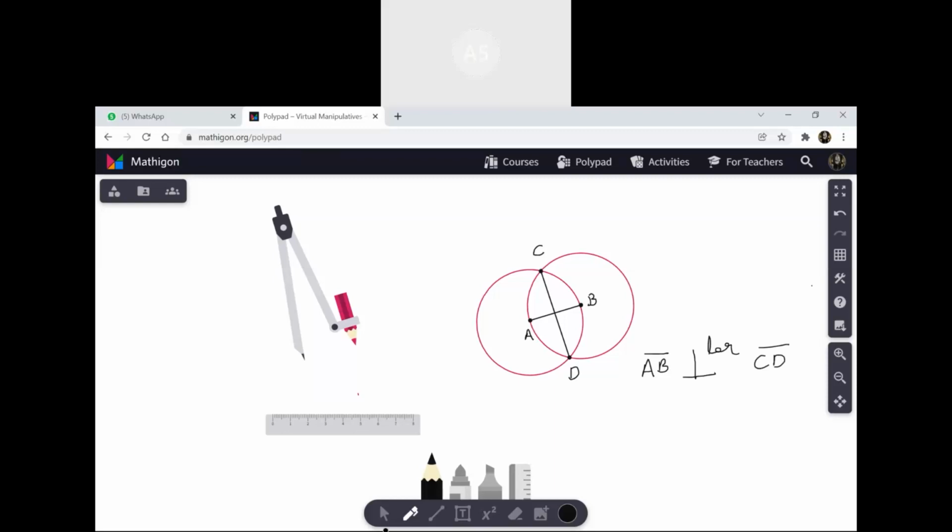Name the intersection point. Here the right angle is there, 90 degrees. Yes, 90 degree angle. This is how the fifth question is to be done.